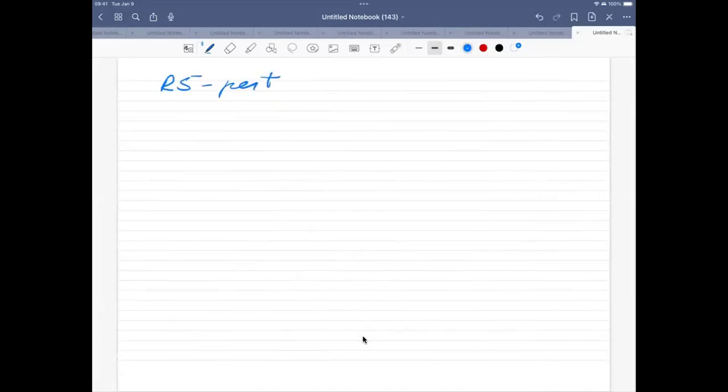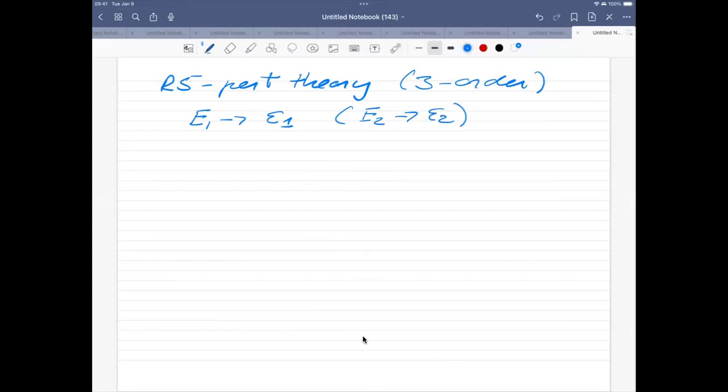And the thing we did last time was to look at Rayleigh-Schrödinger perturbation theory to third order. So let's do that. This is a quick reminder of what we did. In Rayleigh-Schrödinger perturbation theory, E1 is replaced by epsilon 1. And the same happens if we look at the state E2, that is replaced by epsilon 2 here, which are the non-interacting energies, which we know.